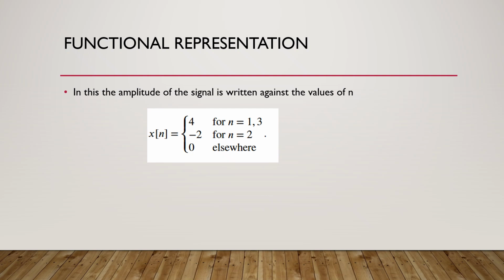Next is the functional way of representation. In this, the amplitude of a signal is written against the value of n. For n equal to 1 and 3, the value of x of n is 4, and for n equal to 2, the value of x of n is minus 2. The value is 0 for all other values of n. This is the functional way of representation.